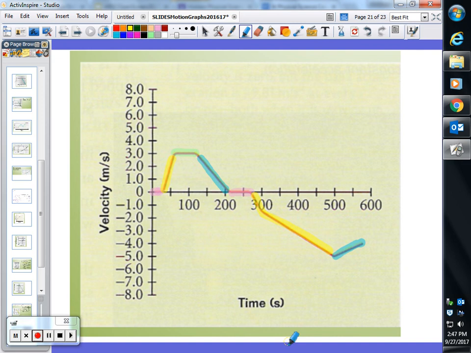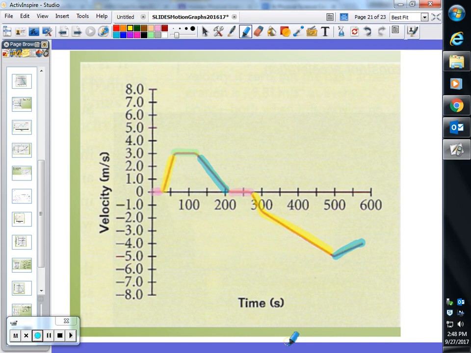Okay? Good there? So, like I told the people as I was walking around, there's reasons why I colored different sections of the graph the same color. What does pink represent? At rest, right? Pink sections are when the object is at rest. Okay? What does green represent? Constant velocity. In this case, constant velocity in which direction?